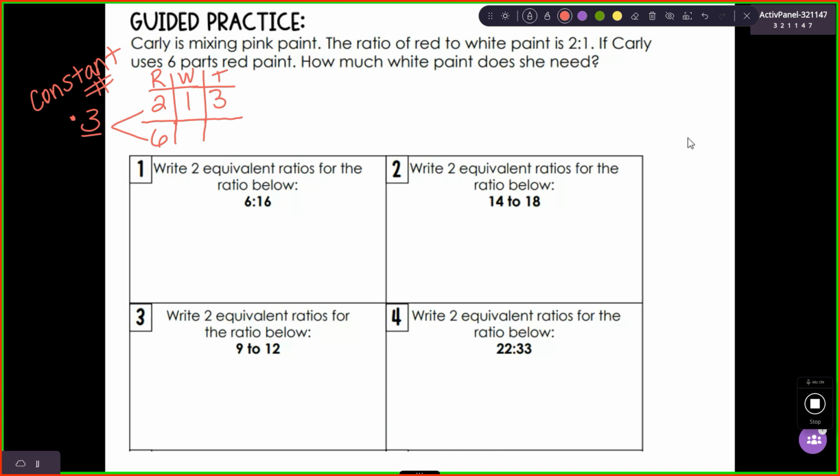We are multiplying. And if I do it to one column, and sometimes it might be rows, it matters on how they list your table. If I do it to one column, I have to do it to every column. That's like saying if I do it to my numerator, I have to do it to my denominator, but now we also have a total. So if I do it to my numerator and my denominator, I also have to do it to my total. Got it? So now 2 times 3 is 6. 1 times 3 is 3. 3 times 3 is 9. Fill that in and give me a thumbs up.